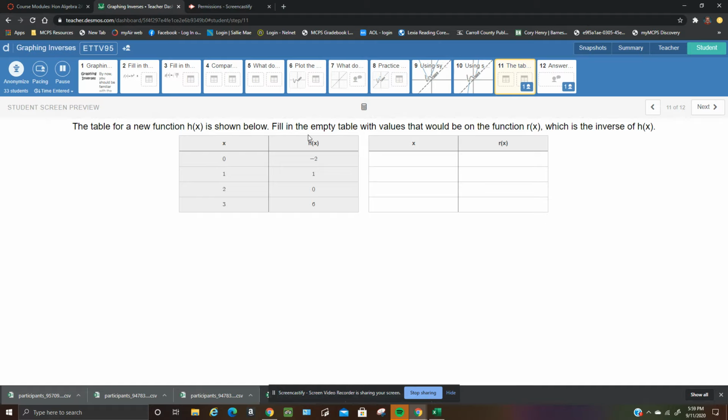All right, so here's a table. For h of x, make r of x the inverse of h of x. So just switching the x and y's. So -2, 0, 1, 1 stays the same. If I swap the input and output, still both 1, 0, 2, swap the input and output, and 6, 3. Swapping the input and output. Okay, just make sure you're swapping the input and output. You don't negate anything. Don't make anything the opposite value. That's a common error, is people just do the opposite values.